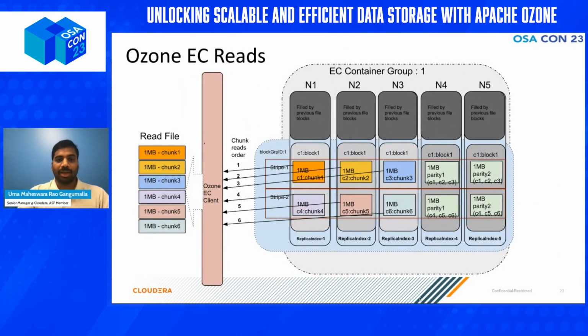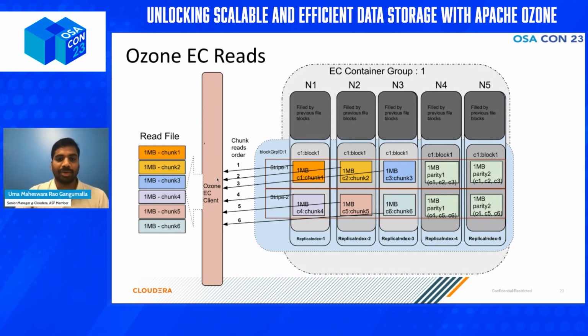And if you come to the read, in the very happy flow we don't read from the parity. You could have a question: why are you not reading from N4 and N5? N4 and N5 will still be used by different containers. So the distribution is still achieved. We don't leave dedicated nodes only for parity. N4 and N5 will still serve other containers, which can be data blocks there.